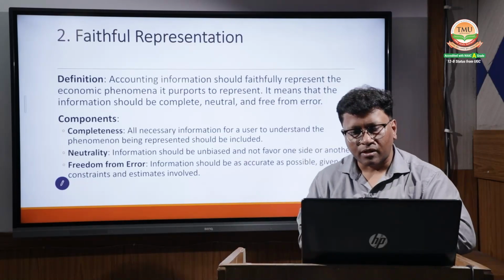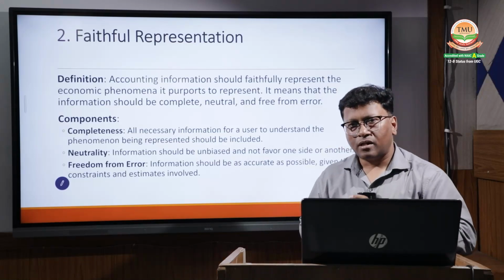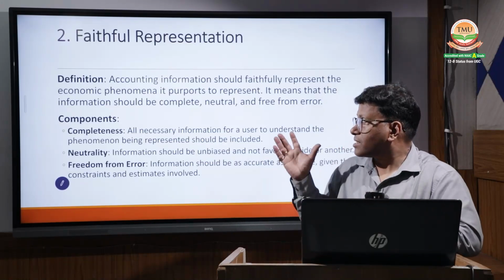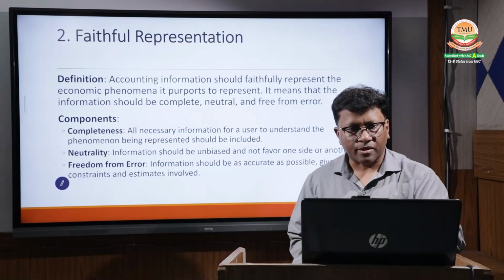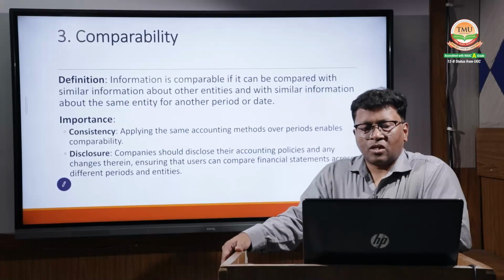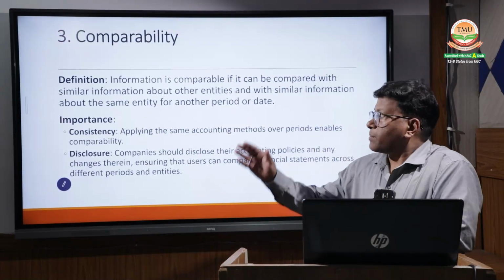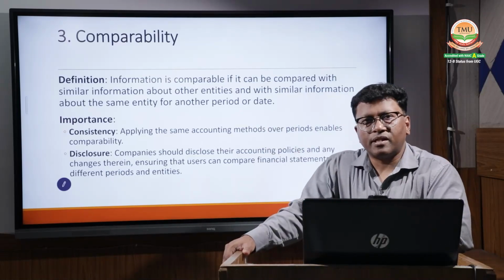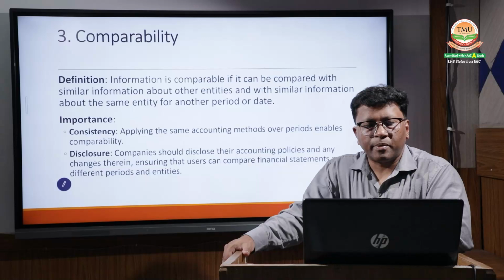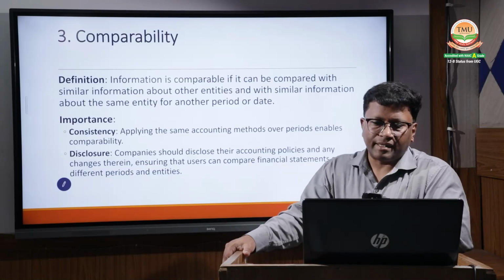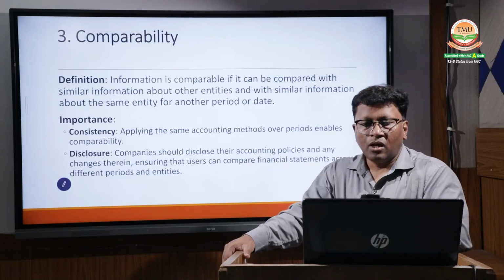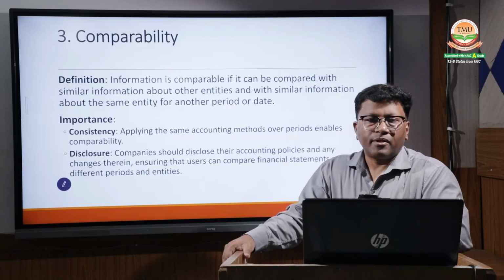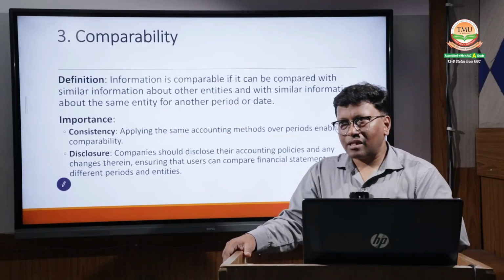Now this is the point where you can understand the qualitative characteristics in terms of faithful representation and comparability. So now we come to comparability. What is that? As I have already discussed with you, information is comparable if it can be compared with similar information about other entities, other companies in the same industry, or with similar information about the same entity for another period or date.